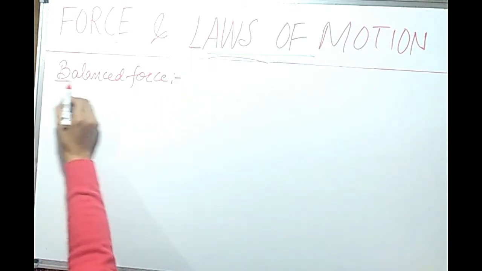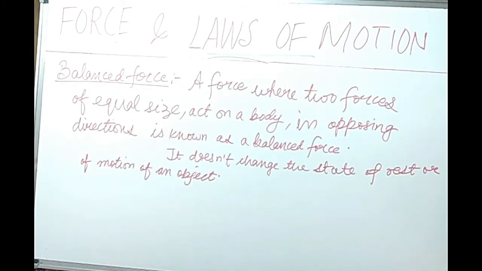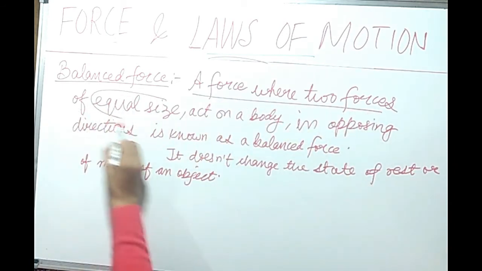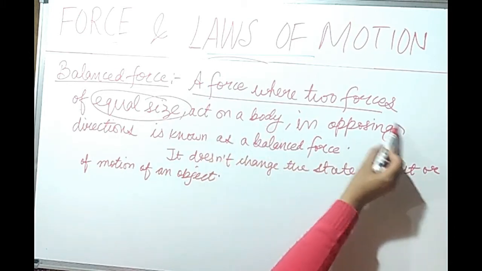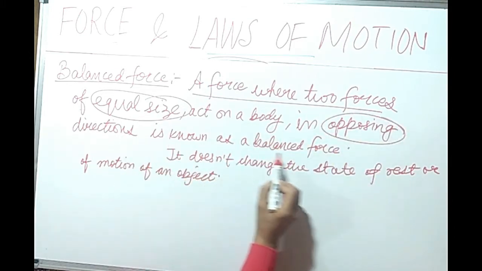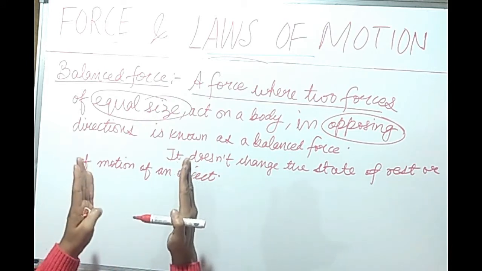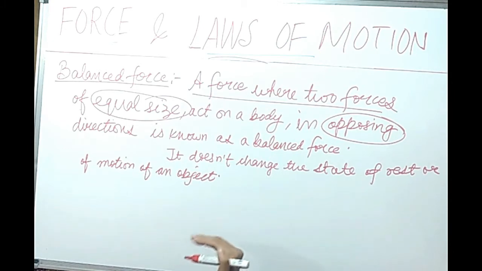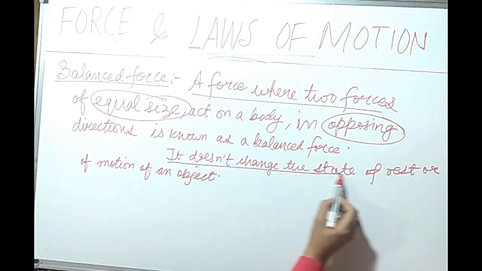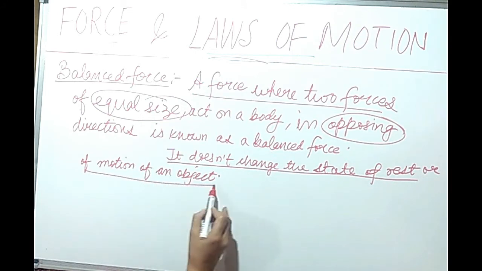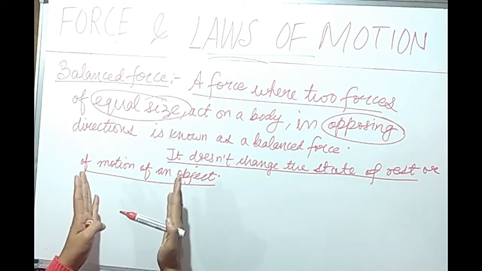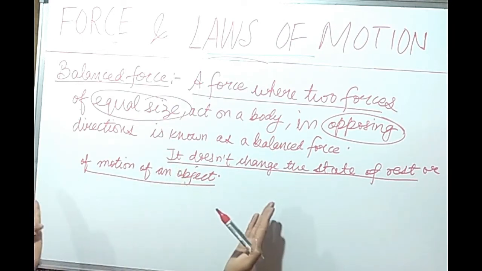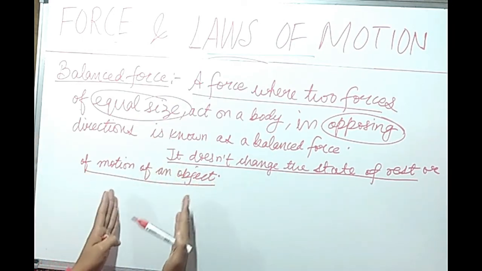Let's write down the definition of balanced force. A force where two forces of equal size act on a body in opposing directions is known as balanced force. Equal magnitude but directions are opposite. That force is called balanced force. And what is the outcome? The outcome is it doesn't change the state of rest or of motion of an object. The object will stay at rest if it was at rest earlier, and if it is in motion, it will stay in motion when the balanced forces are acting on that object.